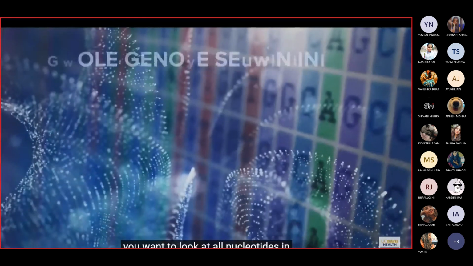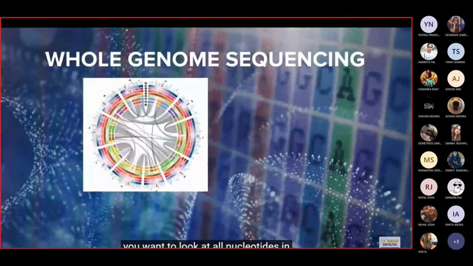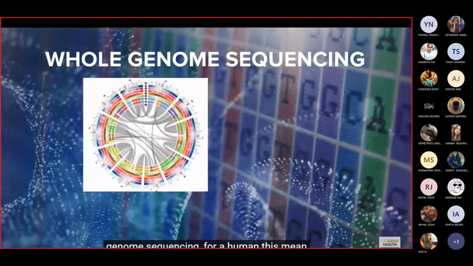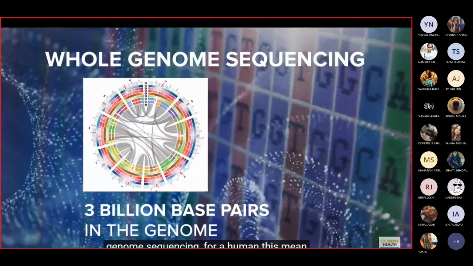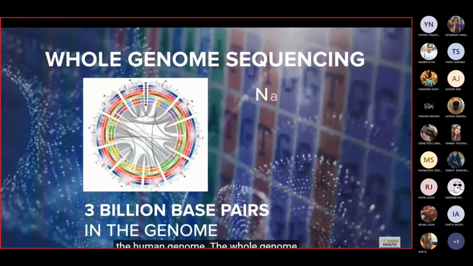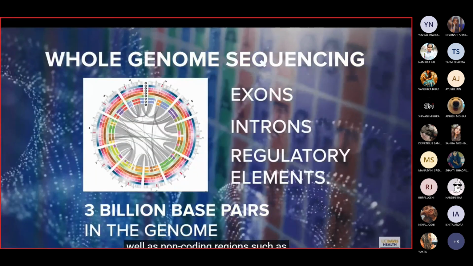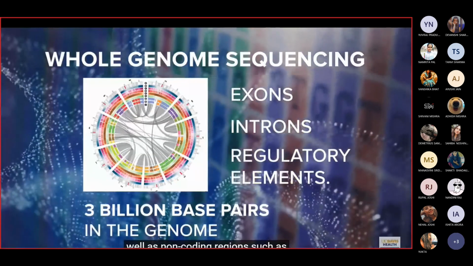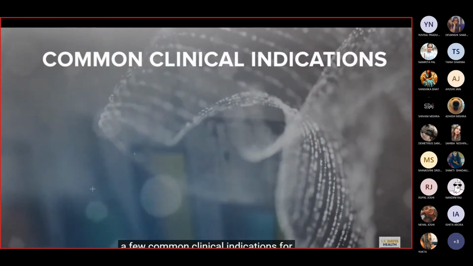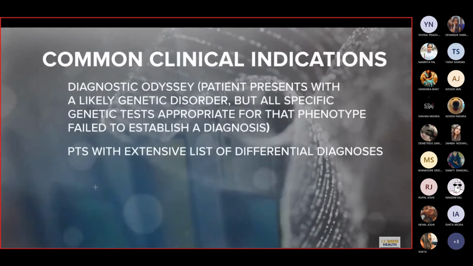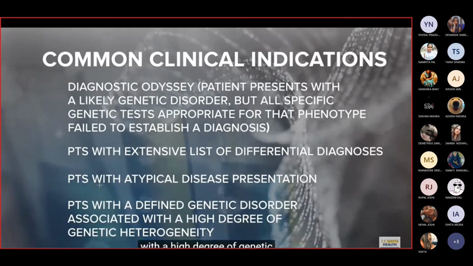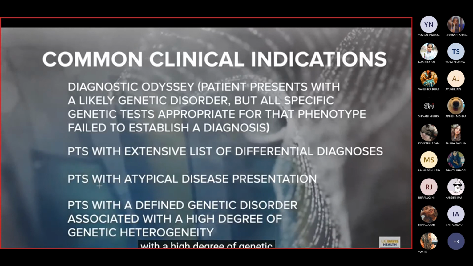For example, if you want to look at all nucleotides in the entire genome, you can order whole genome sequencing. For a human, this means sequencing all 3 billion base pairs in the human genome. The whole genome includes coding regions like exons, as well as non-coding regions such as introns and regulatory elements. Here are a few common clinical indications for whole genome sequencing: diagnostic odyssey, many differential diagnoses, atypical disease presentation, or disorder with a high degree of genetic heterogeneity.